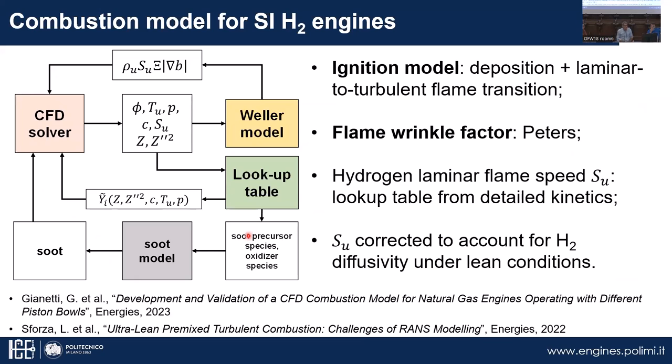For the combustion, we have used the Weller 1 equation model, which was evolved in order to include a suitable description of the laminar to turbulent phase transition, to calculate the flame wrinkle factor with the Peters correlation. Moreover, the laminar phase speed of hydrogen is taken from a lookup table that has been generated by performing the detailed kinetics calculation of laminar phase speed.